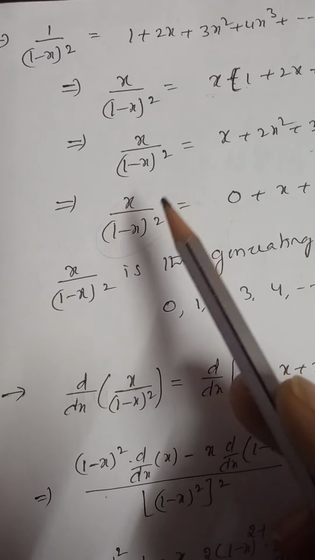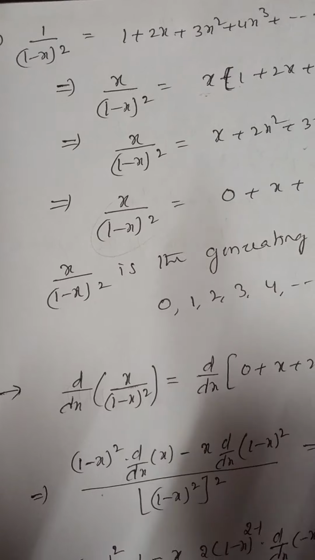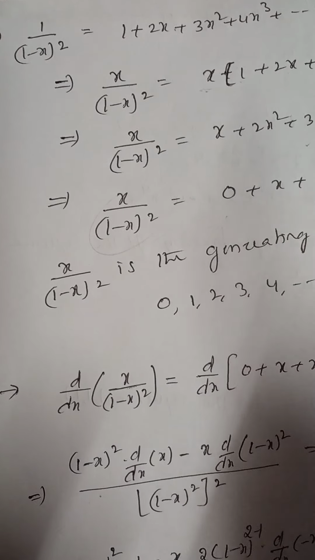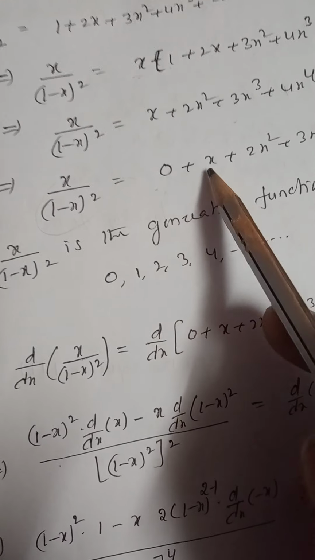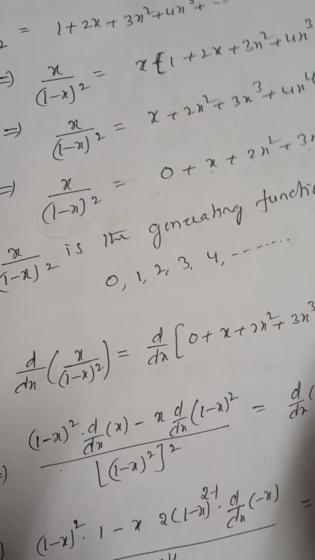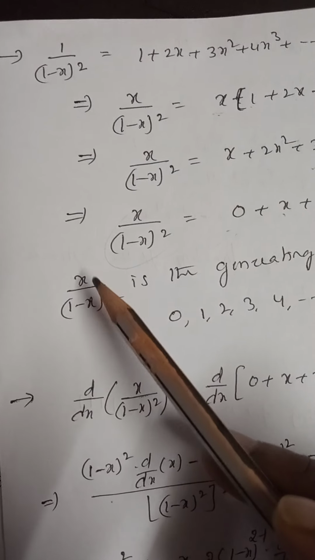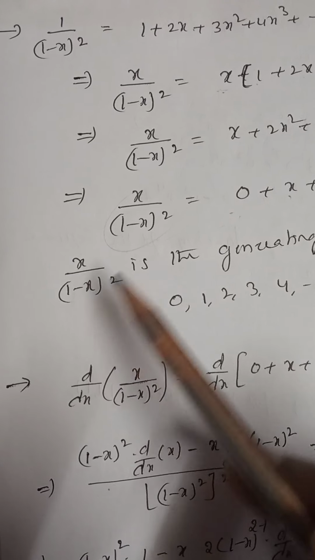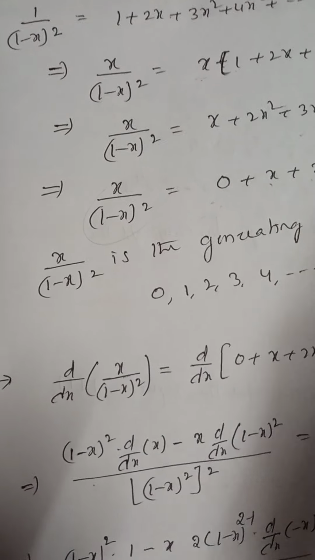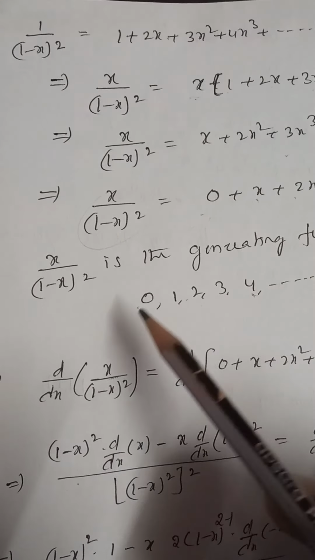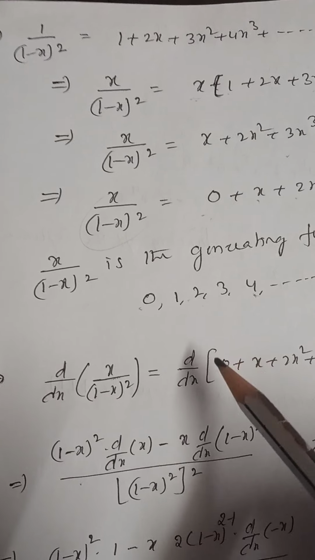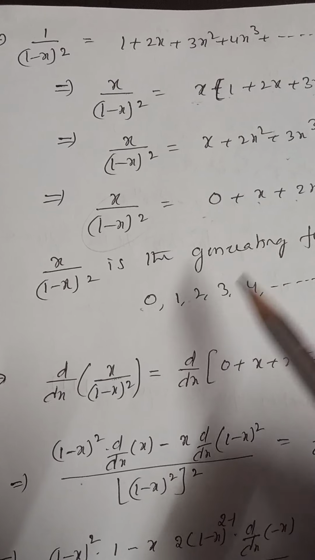Now this is the generating function which generates the coefficients of x power 0, x power 1, x power 2, x power 3 and so on. Right? See what are the coefficients here? 0, 1, 2, 3, 4 and so on. This is the generating function. x by (1 minus x) whole square is the generating function for the sequence 0, 1, 2, 3, 4 and so on. What are these? These are the coefficients of x power 0, x power 1, x power 2, x power 3 and so on.